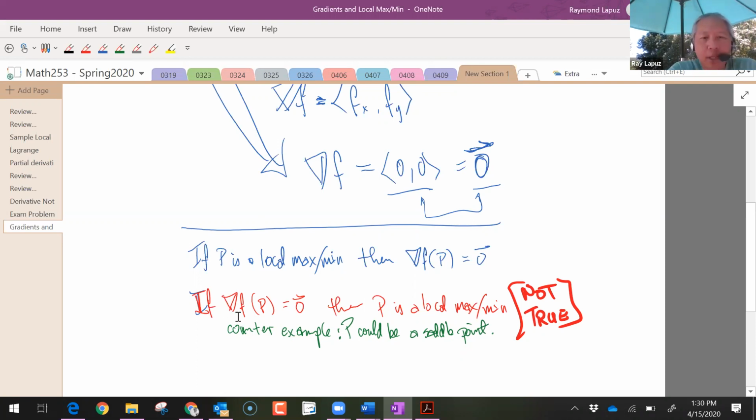If P is a local max or min, then the first derivatives are 0, or the gradient is equal to 0. That was one of the theorems that we saw. But if the gradient is 0, does that automatically mean it's a local max or min? That's not true, because it could be a saddle point. Back in Calc 1, it's also not true because it could be one of those inflection points, like x to the third power. So that's why it's not true.